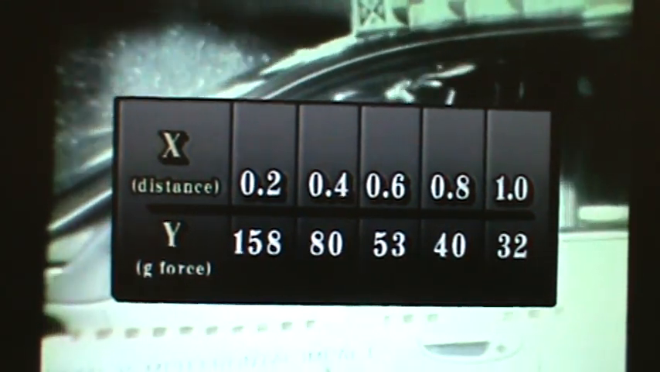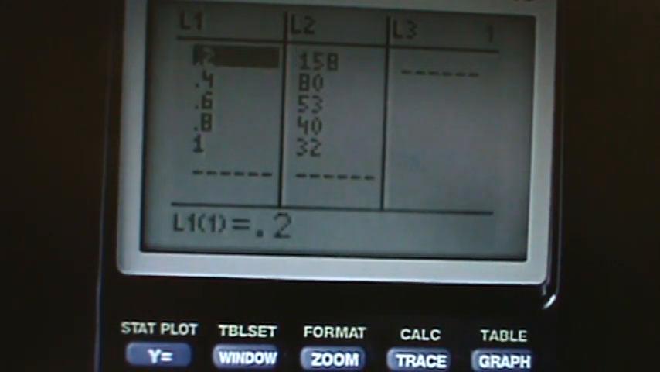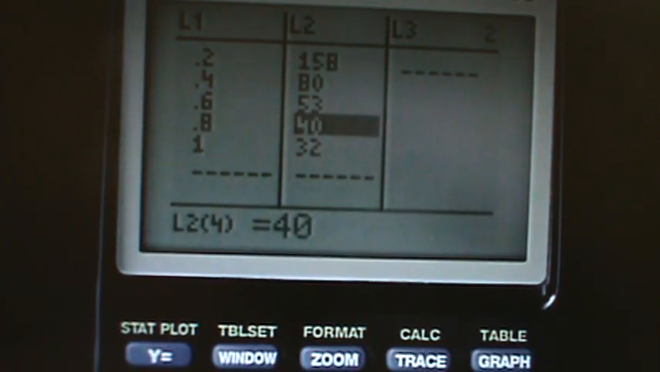Now let's make a scatter plot of the data. First we'll enter the information, and we do that by pressing Stat, and then number 1 or Enter because we want to edit. And I've already entered the information, and this item, for example, means that a distance of 0.8 meters corresponds with a force of 40 G's. Okay, now let's have a look at the scatter plot.